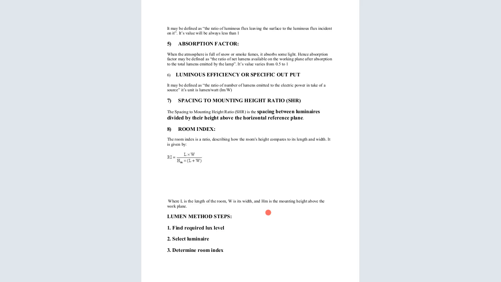And the Lumen method steps: find the required lux level, then select the luminaire, determine the room index. So some of the methods that we're going to use in calculation, one of them is the Lumen method, which is going to help in the calculation. It does the following steps: finding the required lux, then selecting the luminaire, and then determining the room index. So those are the steps that are involved.